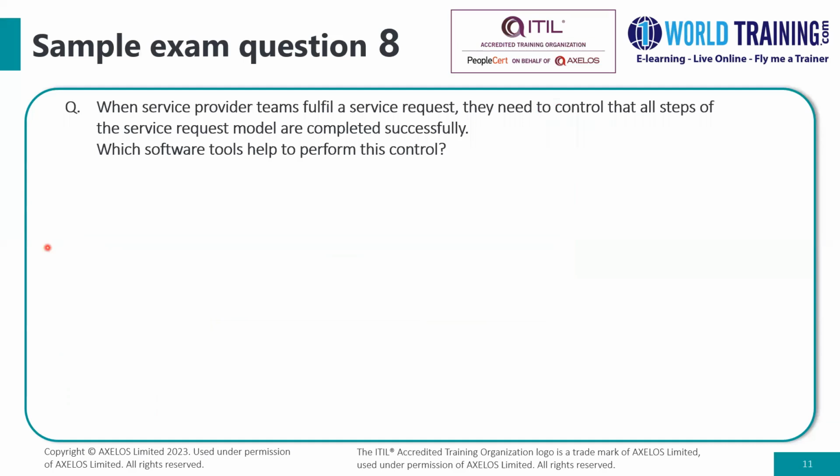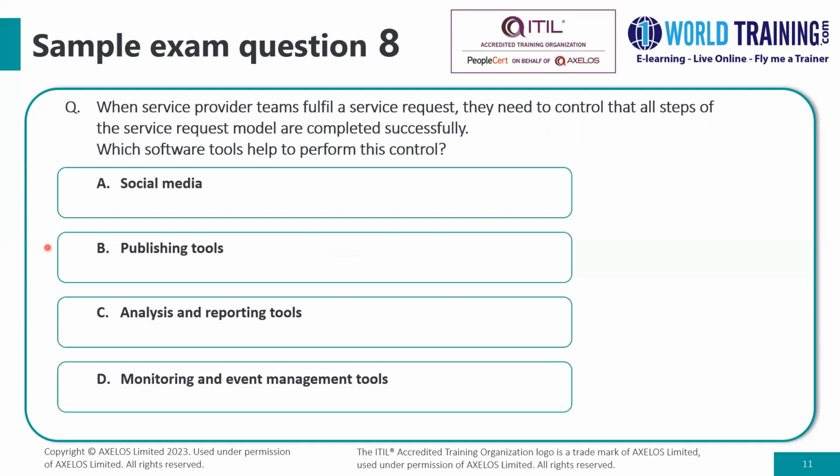Question 8. When service provider teams fulfill a service request, they need to control that all steps of the service request models are completed successfully. Which software tools help to perform this control? A. Social media. B. Publishing tools. C. Analysis and reporting tools. Or D. Monitoring and event management tools.